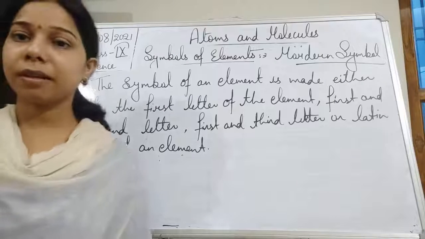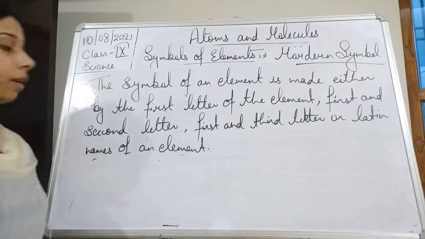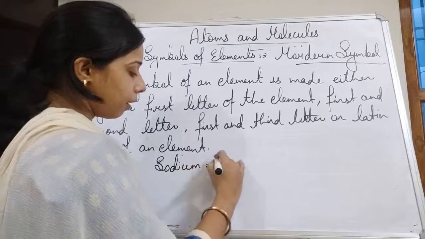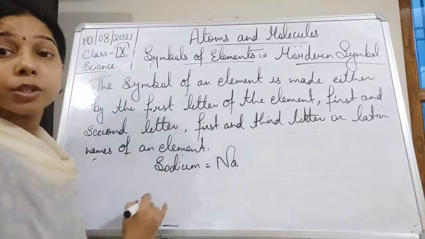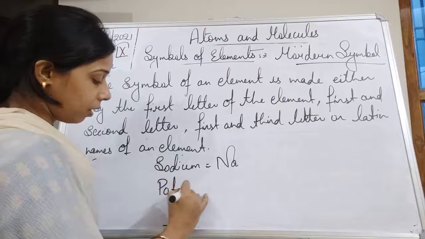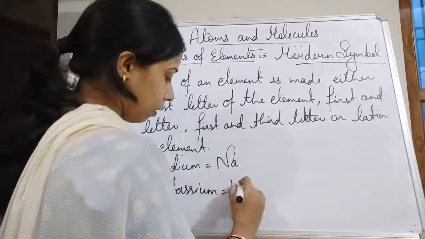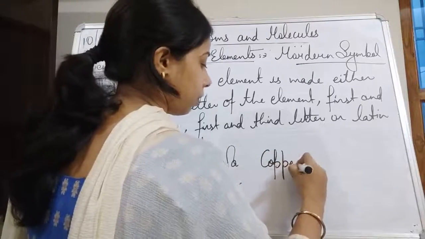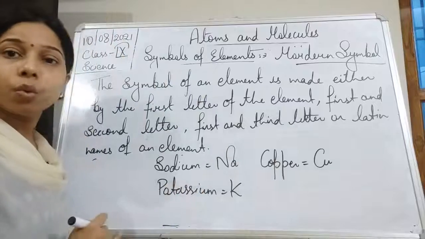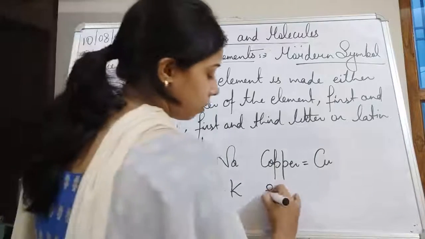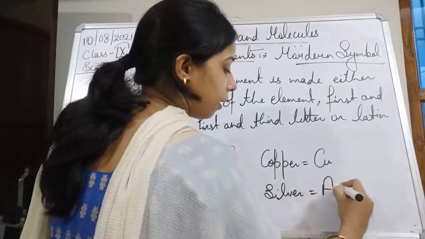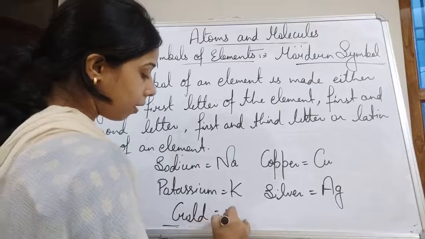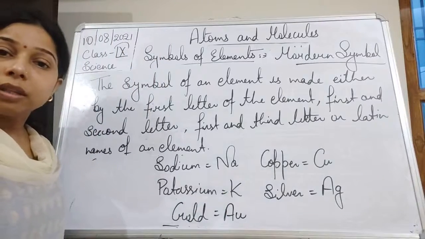We can use the first letter of the Latin name also, like sodium. It is represented by Na. Potassium is represented by K. Copper is represented by Cu. Silver is represented by Ag. Gold is represented by Au.